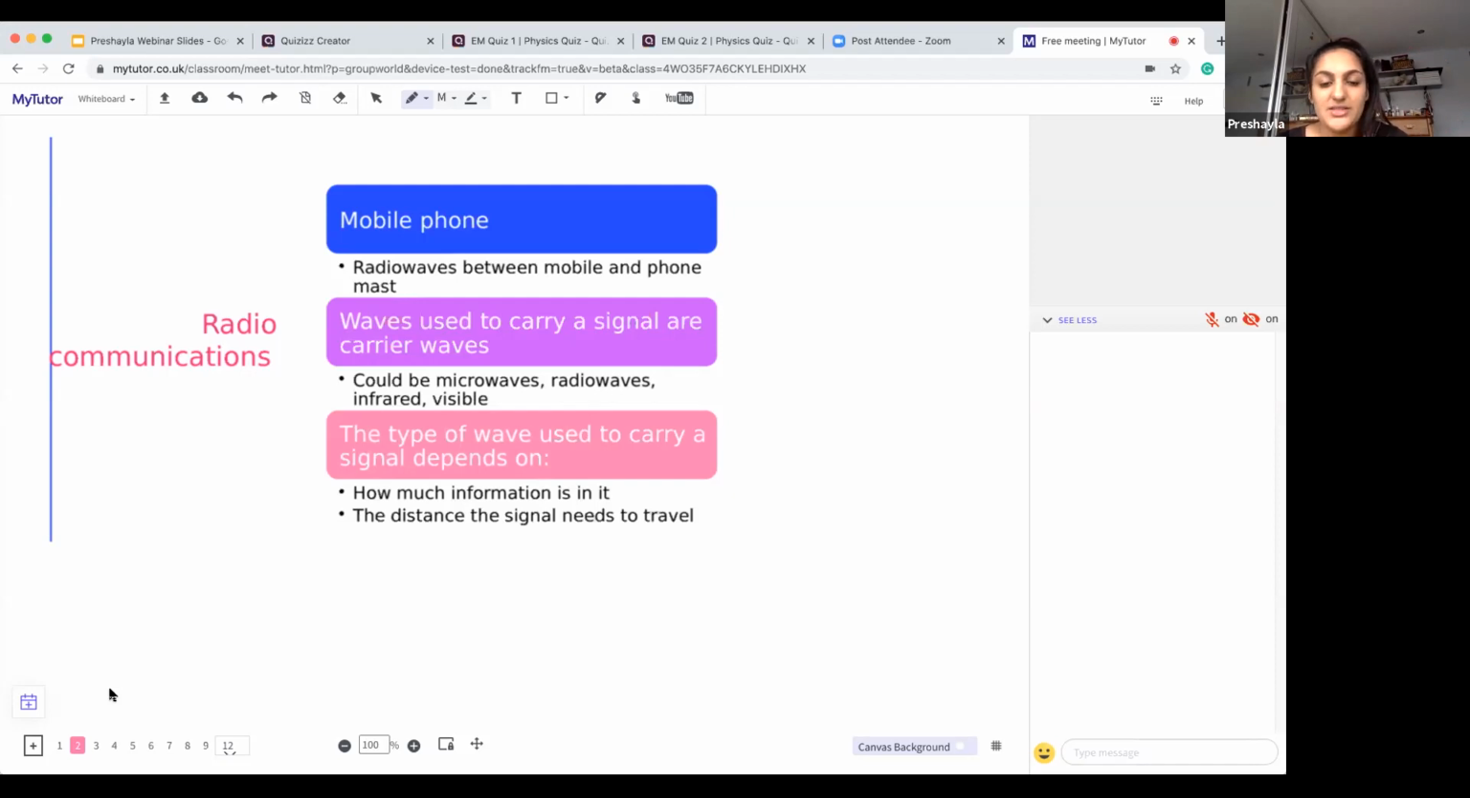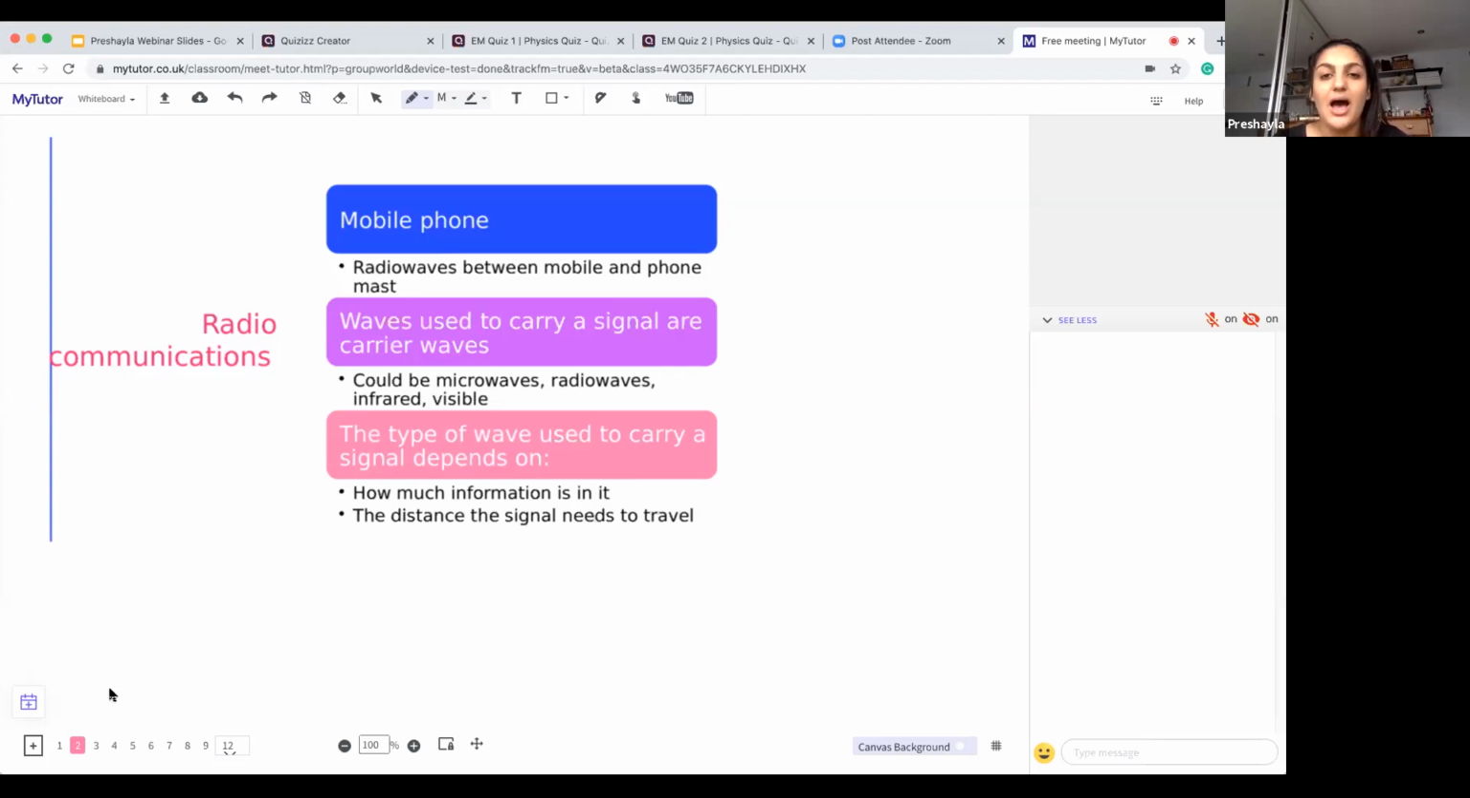Now, radio waves are, in this instance, an example of carrier waves, okay? Carrier waves. They're called carrier waves because they carry a signal, pretty simple. But those carrier waves don't necessarily need to be radio waves. They could be microwaves, infrared, or visible, depending on their wavelength. The type of wave that we use, microwaves, radio waves, infrared, or visible, depends on A, how much information is in it, and B, how far does our signal need to travel?